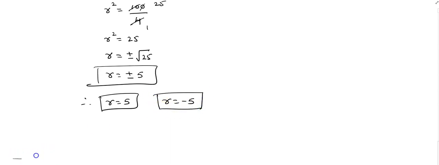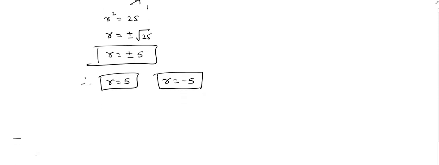Next question, let me solve, children. Now problem number 3. Let me solve this question. Solve (m plus 8) whole square minus 5 is equals to 31.